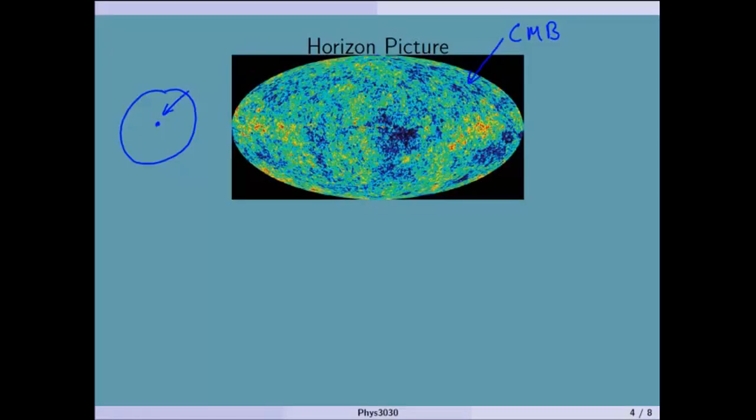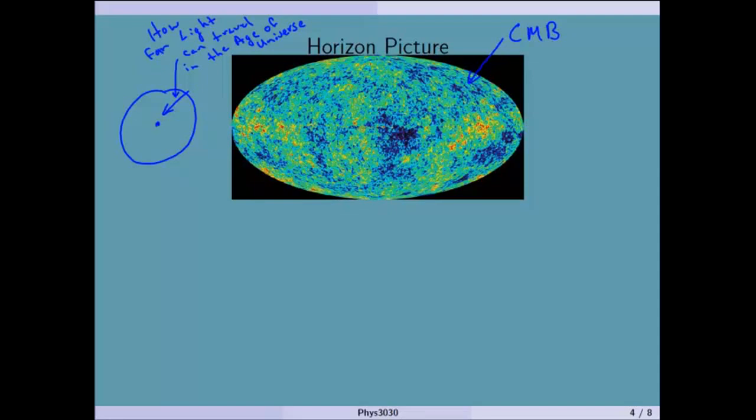Our light has been able to travel. So, how far can it travel in the age of the universe? Okay. Since the speed of light is finite, it can only have traveled so far since the beginning of the universe, and that's as far back in time as we can see, but that's also as far out as we can see, and that's the horizon.